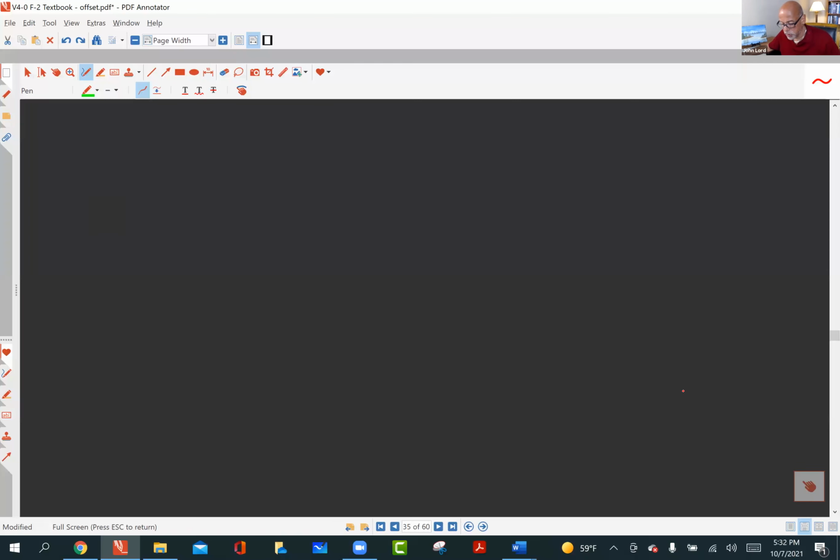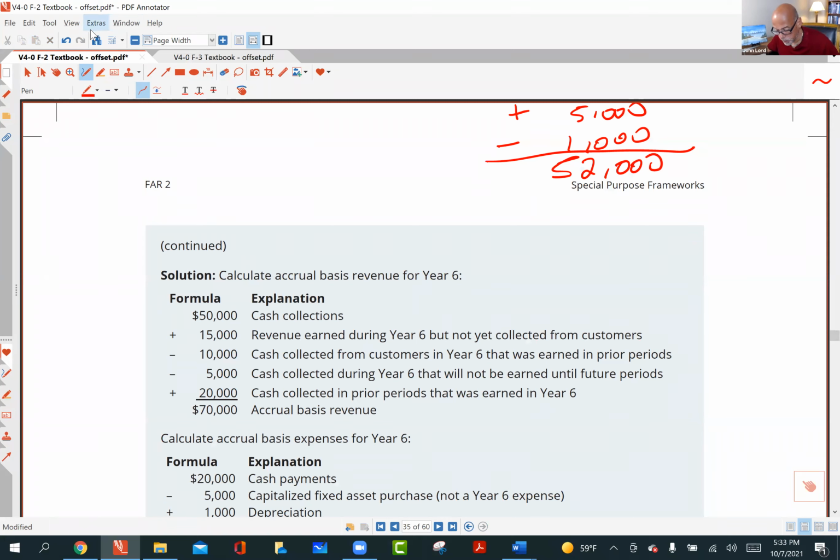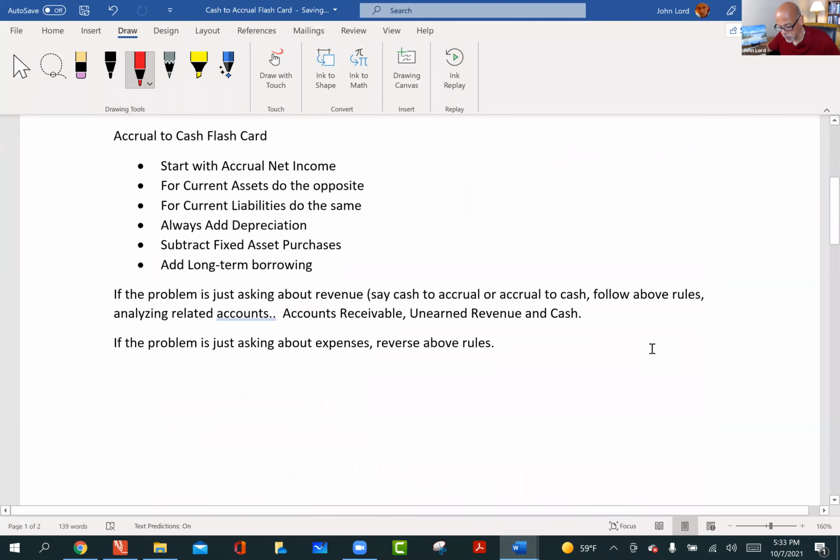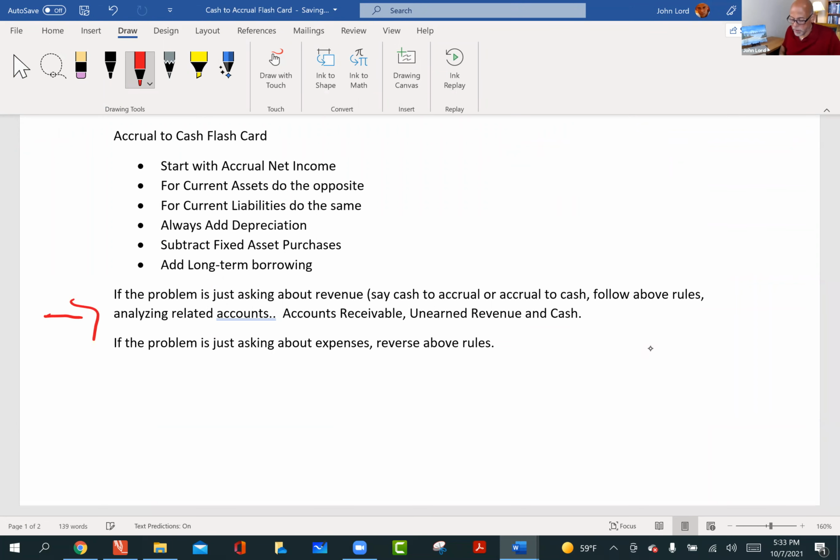Then I'm going to go back to the flashcard for a second, and I want to show you what I put down at the bottom of this flashcard. We'll talk about accrual to cash in a second. But down here, if the problem is just asking about revenue, say cash to accrual or accrual to cash, follow the rules above, analyzing related accounts that affect revenue, which is essentially accounts receivable, unearned revenue, and cash. If the problem is asking about expenses, then you need to reverse those rules.